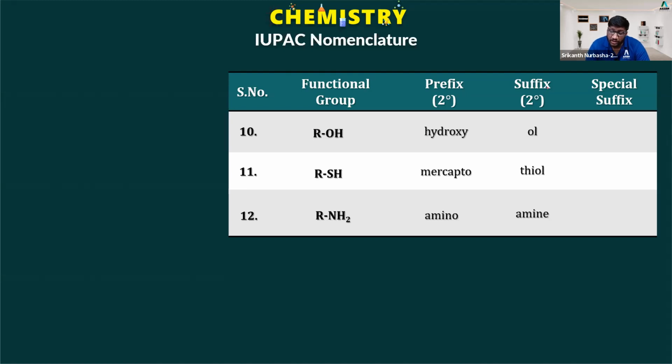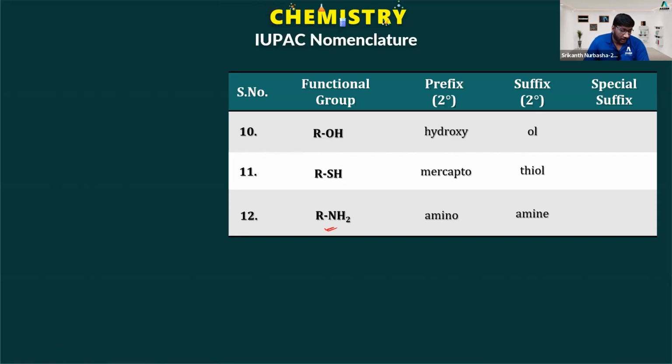So ROH, suffix is ol, prefix is hydroxy. RSH, suffix is thiol, prefix is mercapto. RNH2, suffix is amine, prefix is amino. Prefix is amino, suffix is going to be amine.